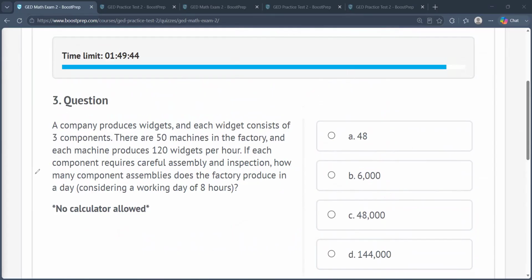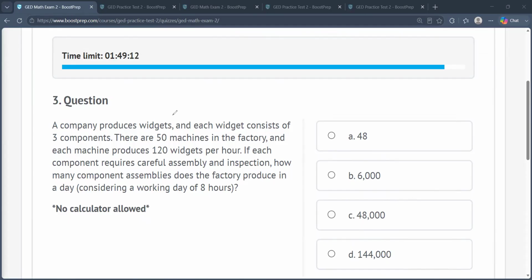Question 3. So question 3 is a word problem. A company produces widgets and each widget consists of 3 components. There are 50 machines in the factory and each machine produces 120 widgets per hour. If each component requires careful assembly and inspection, how many component assemblies does the factory produce in a day, considering a working day of 8 hours?